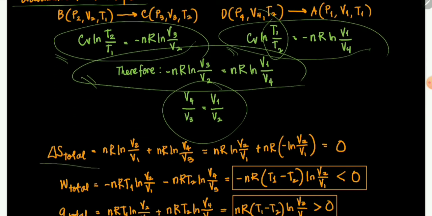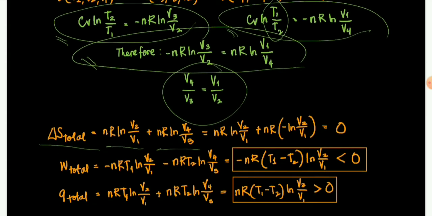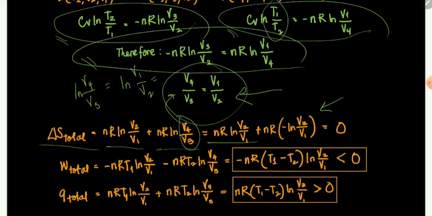So, for the delta S total, we have nR ln V2 over V1 plus nR ln V4 over V3. That's for the two isothermal steps. Okay? So, syempre, since we have this relationship, pwede nating i-convert yung V4 over V3 to V1 over V2. So, mangyayari, gagiging ganito, nR ln V2 over V1 plus nR times negative ln V2 over V1 because V4 over V3 is equal to V1 over V2. Therefore, ln V4 over V3 is equal to ln V1 over V2, or negative ln V2 over V1. Okay? Kaya ganito yung naging result. So therefore, your delta S is 0 for the whole cycle.